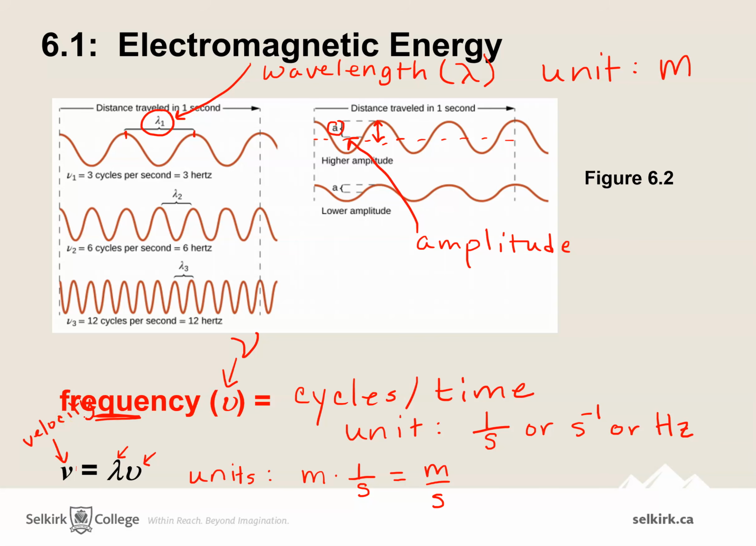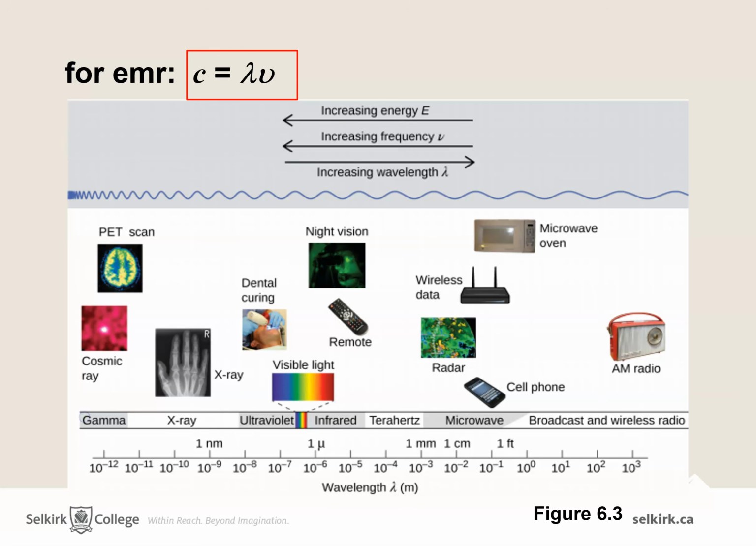Now, if I looked at a variety of waves, they could all have different velocities, but we're looking at a particular kind of wave, electromagnetic energy, or light. And light has only one velocity. For electromagnetic radiation, the velocity is the speed of light, which we call c. The speed of light in a vacuum is a constant, and I'll let you know what that is. I'll always give you the value. That's 2.998 times 10 to the 8th meters per second.